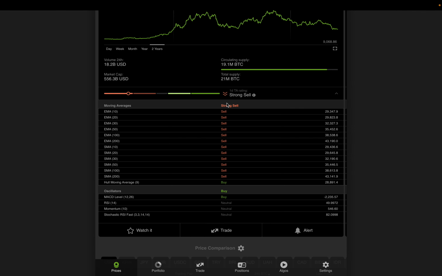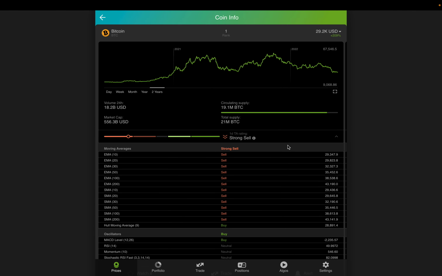And these are combined recommendations for the sections. So moving averages, all of them are combined to strong sell, but oscillators, three of them are neutral, one is buy. So that might signal a reversal in the near future, but that's for you to research further. Anyway, we thought that would be really useful to have, right?